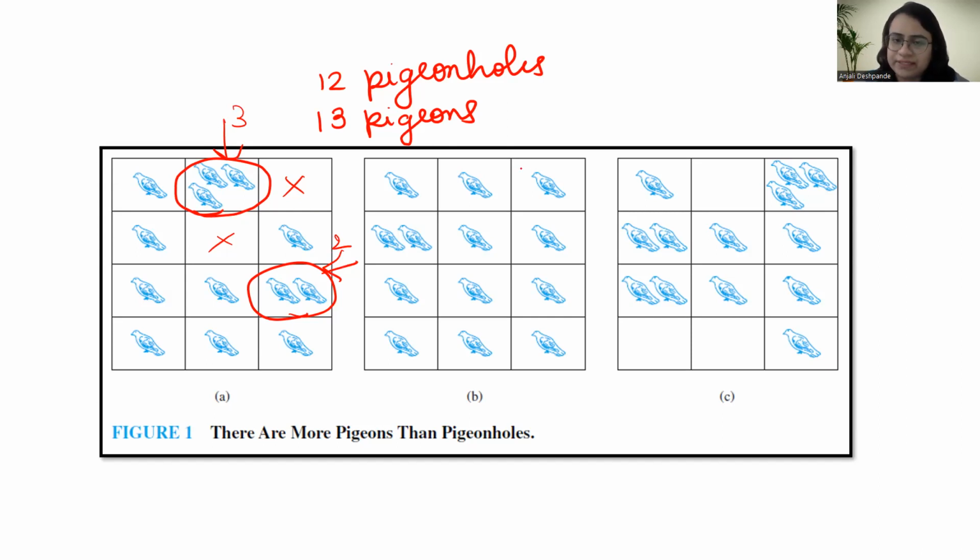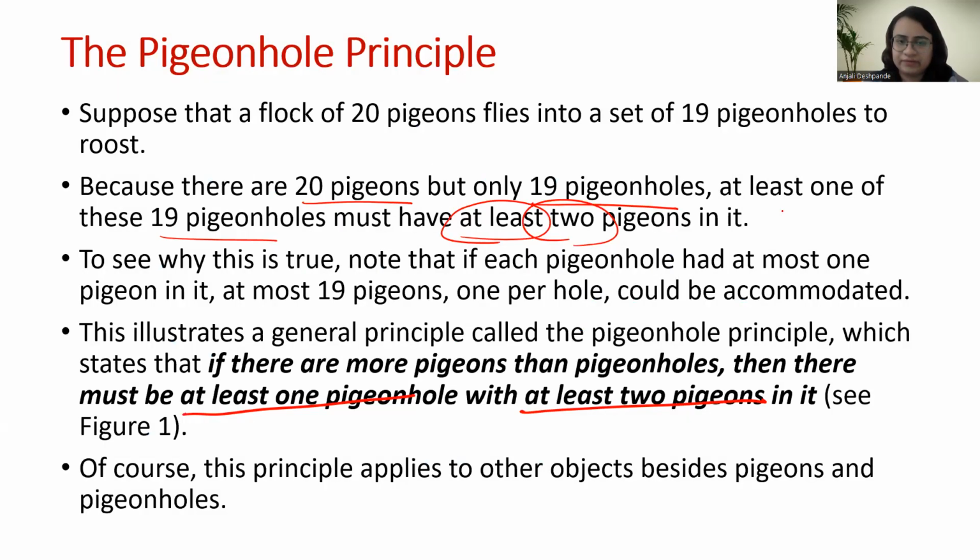Similarly, for the second example, every pigeonhole is occupied, so there will be at least one pigeonhole which has at least two pigeons in it. Same for the third example here. Three pigeonholes are empty, but three pigeonholes will have at least two pigeons in it. So you can take any example. You will get the same illustration of the pigeonhole principle.